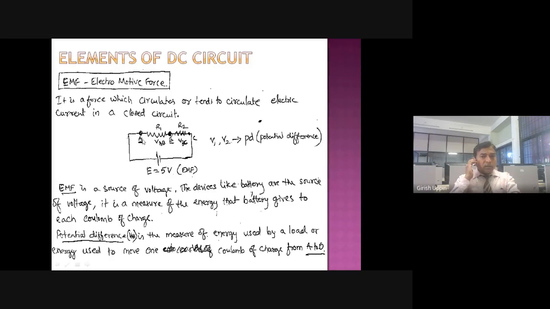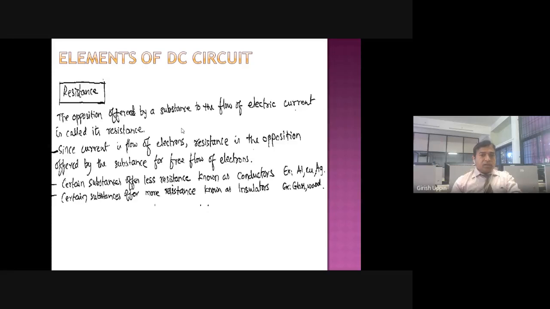And what are the different sources of voltage, EMF sources? You must have seen batteries, dry batteries, then alkaline batteries. Those are different examples of EMF sources. So potential difference is the same. In every circuit, we may not call it a potential difference. Sometimes we will just say voltage across resistor R1, voltage across resistor R2, which is nothing but the potential difference across R1 and potential difference across R2. What is a resistance?